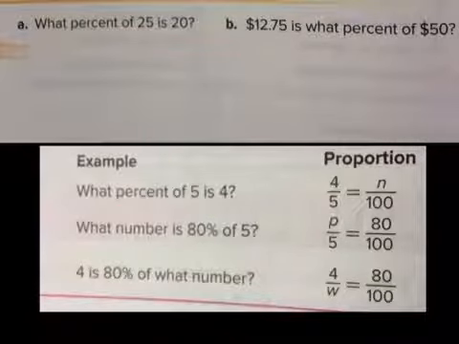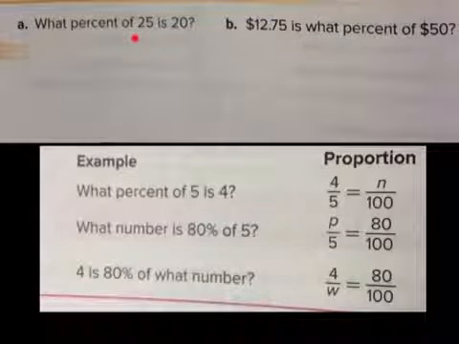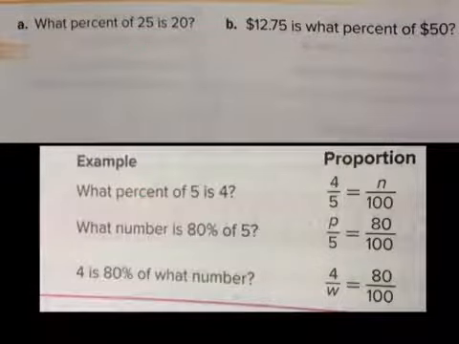Doesn't it look like that? Except with the different numbers. So we're looking for, we have 4 over 5. So we're going to have 20 over 25, okay? Equals a number over 100, because we're looking for the percent. Okay, we're looking for what percent is 20 of 25.